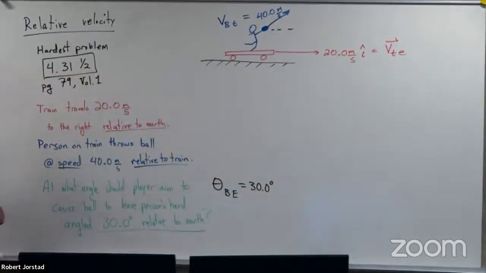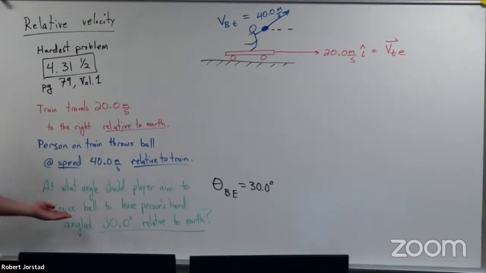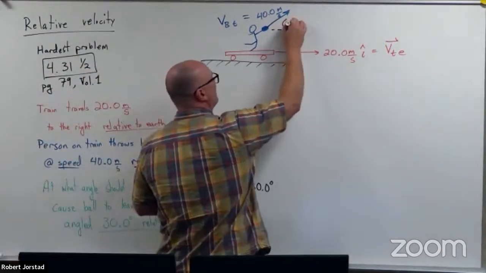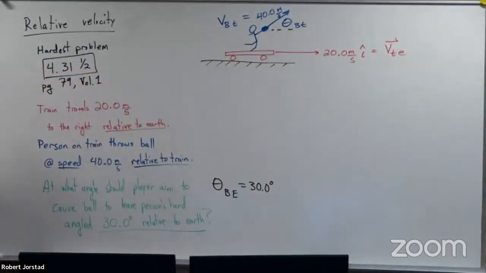So I can still do relative velocity addition if I'm trying to learn about the ball relative to the earth. Oh, wait, what are we trying to learn about? We're trying to learn which way to aim. So we're trying to learn about this angle, which I'll call theta ball relative to the train. I want to learn about that. You can see even I'm really confused right now. So let's go through this problem.